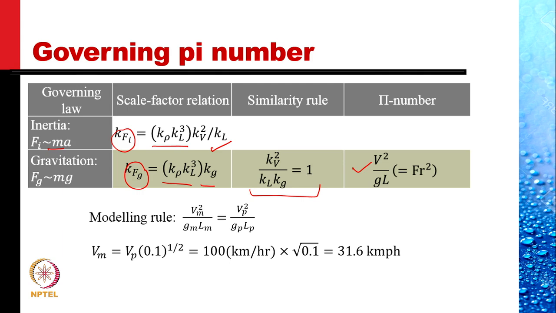If we tow the model aircraft at this speed, then the gravity forces and the inertial forces would have the same ratios, and hence the similitude is assured. There are no other important forces.